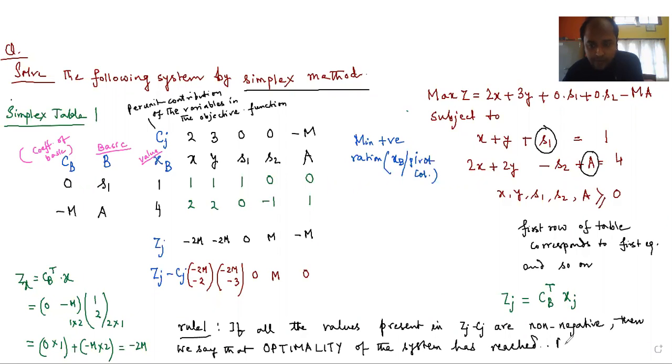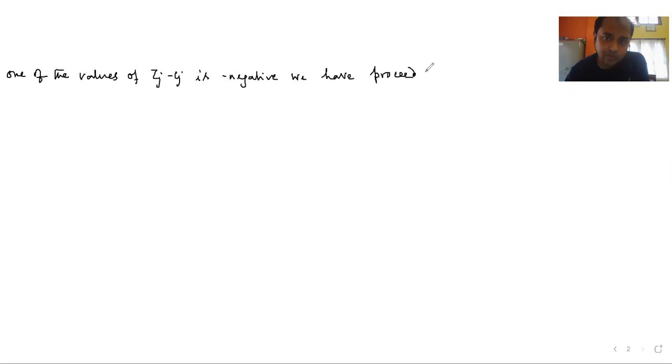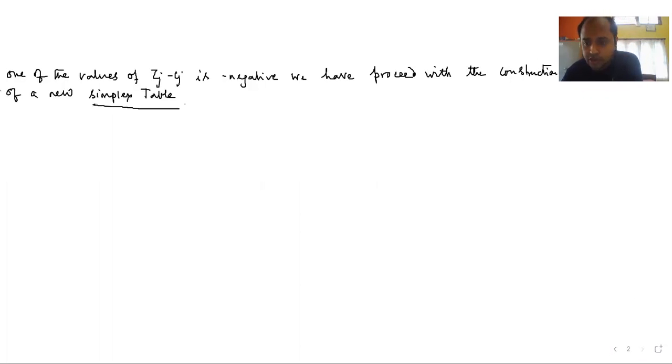But if at least one of the values of zj minus cj is negative, we have to proceed with the construction of a new simplex table.